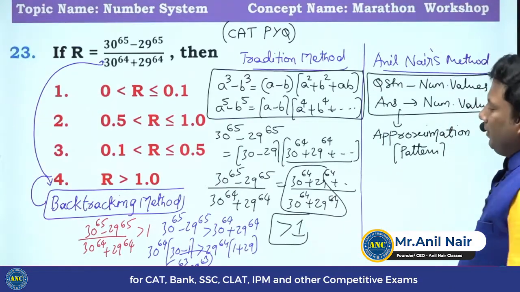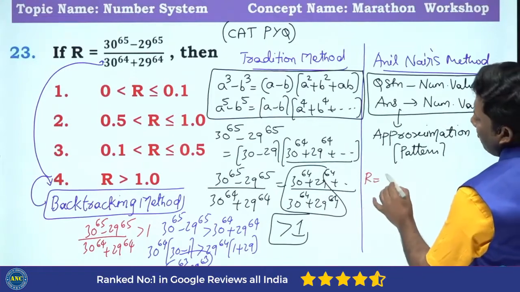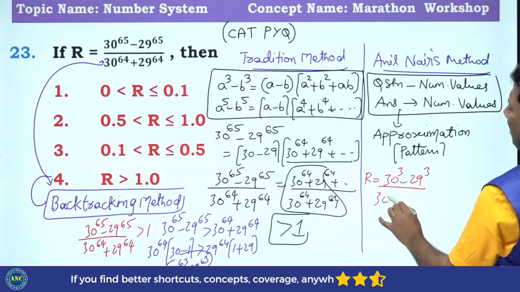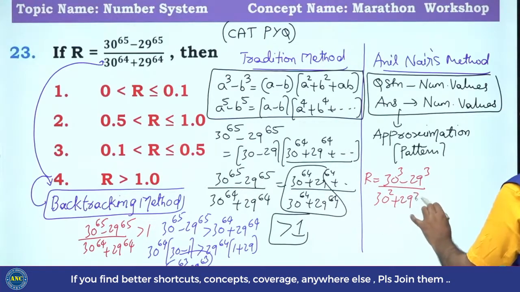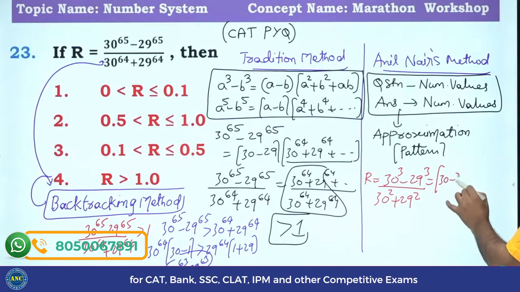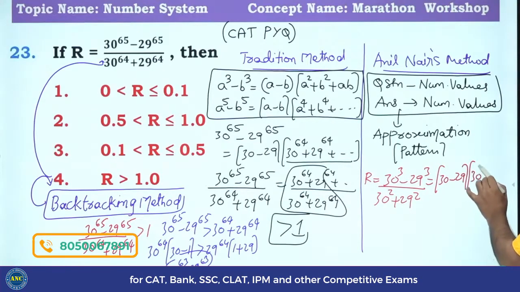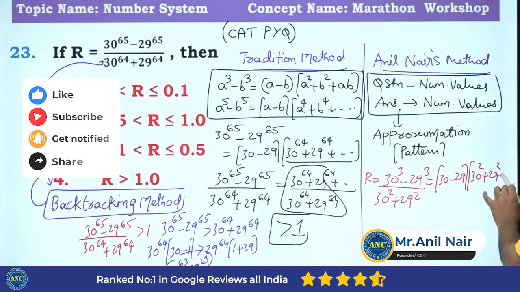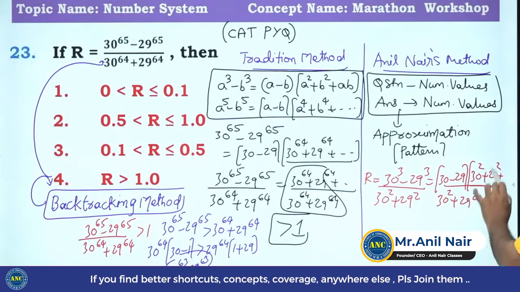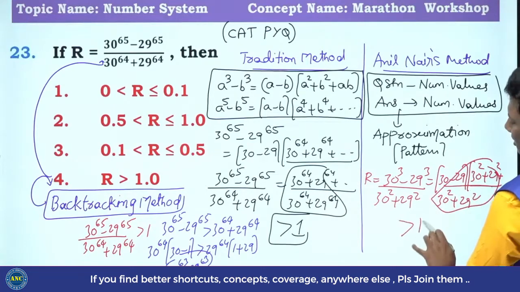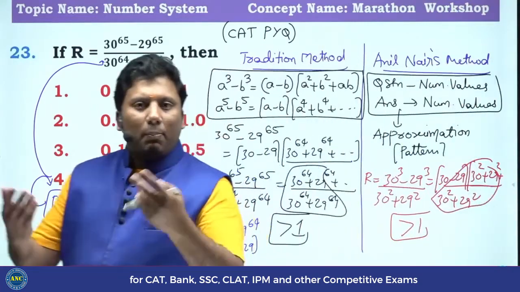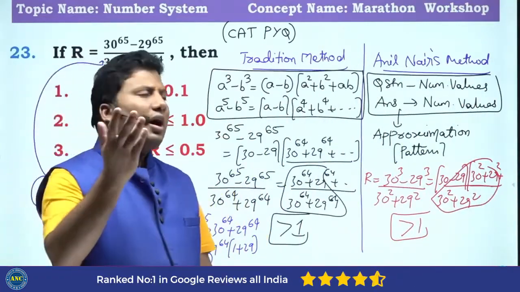So let me take a smaller value: 30 cube minus 29 cube divided by 30 square plus 29 square. I wrote a cube minus b cube and I want to use that: a minus b into a square plus b square plus ab, divided by 30 square plus 29 square. The answer is greater than 1. So for power 3, I am getting greater than 1. Power 4 is also greater than 1, and so on and so forth.